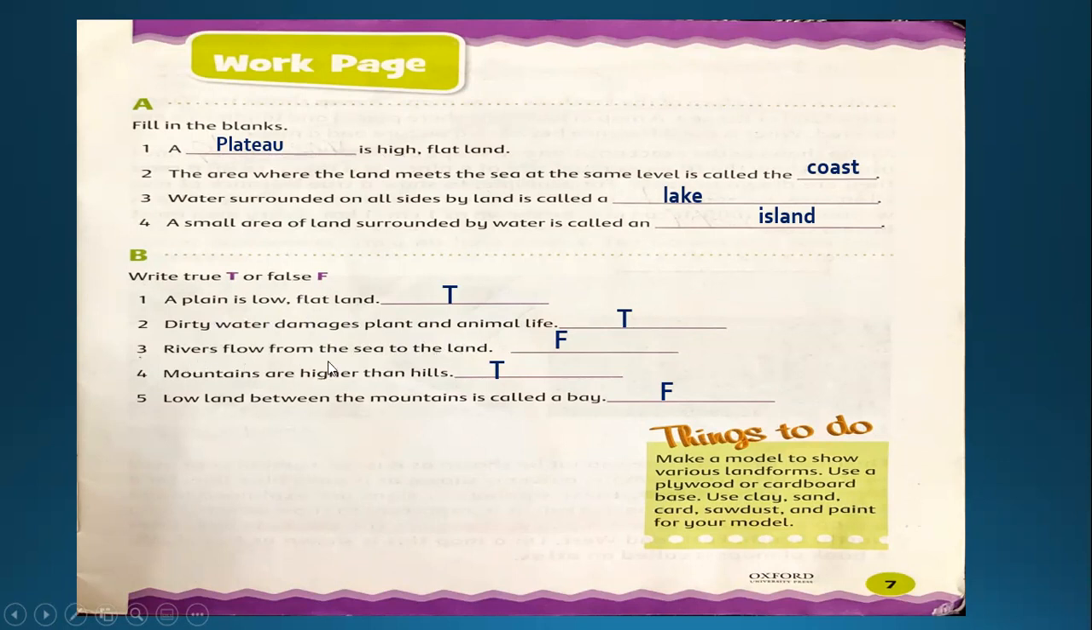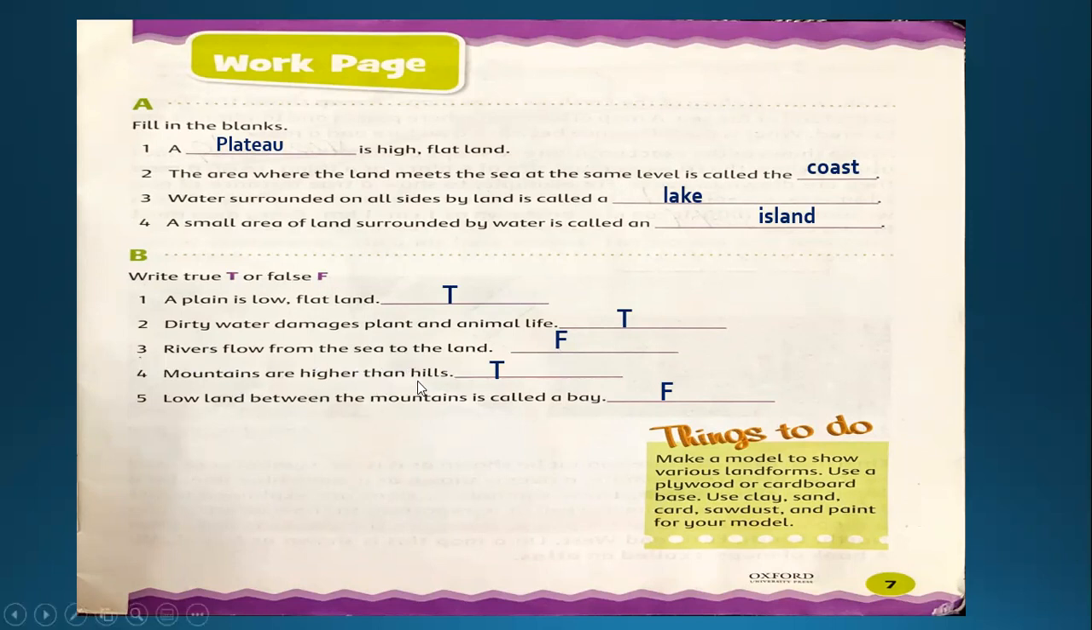Rivers flow from the sea to the land. Rivers flow from where? Just think, they start flowing from the mountains. Here it is written from the sea. No, rivers flow from the mountains. So if from the sea is written in the sentence, then it means it is wrong. It's a false sentence.